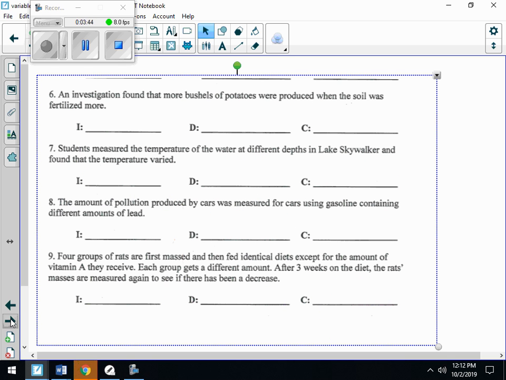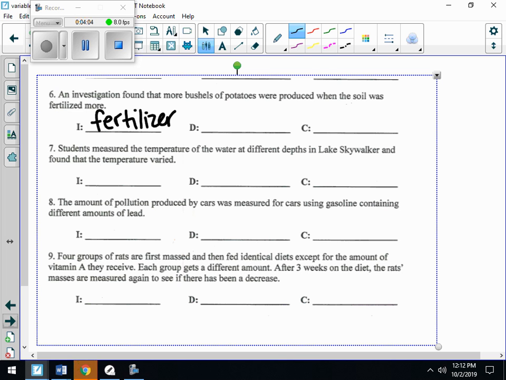Here comes some more. An investigation found that more bushels of potatoes were produced when the soil was fertilized more. All right. Well, potatoes were produced. This is the data. This is the observation. And why were there more potatoes? Because the soil had more fertilizer. Our independent variable, what we're testing, what we're changing, is the fertilizer. The number of bushels of potatoes is going to be our data we're collecting, what we're observing. This is our dependent, responding variable. What's going to be the same? The soil we use, the amount of water, the sunlight, etc., etc.